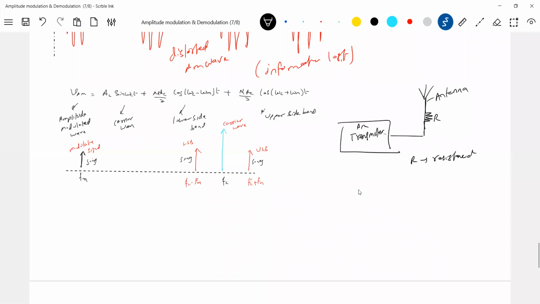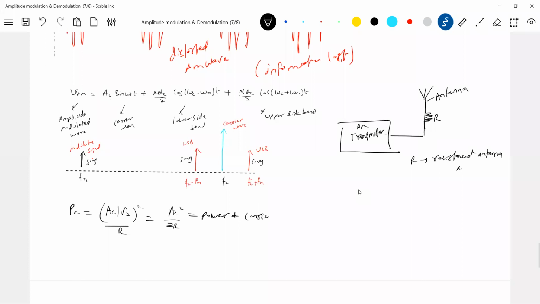How do we express AC power, because all these are alternating signals? So first we'll do one thing: power of a carrier, PC. What is the amplitude of the carrier wave? Ac by root 2 whole square by R. And this is equal to how much? Ac square by 2R.